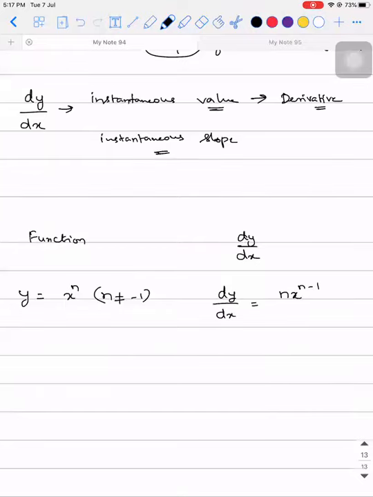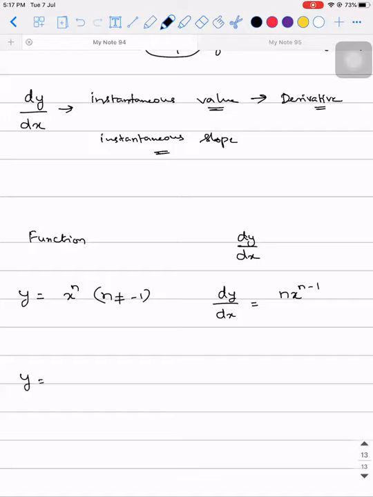So you have to memorize it as of now. When you learn it in maths, this is your, I think, 11th or 12th chapter in maths. So there you will learn about differentiation. Okay. So y is equal to x power n, where n is not equal to -1, dy by dx is equal to n into x power n minus 1.